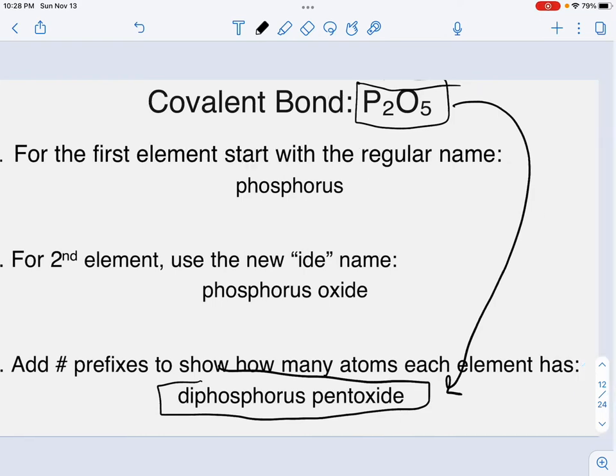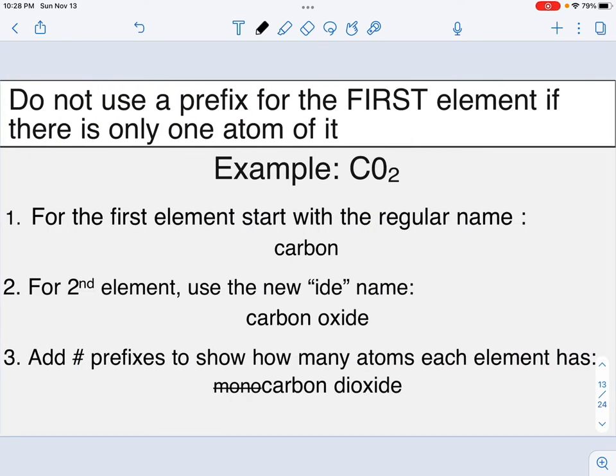Well, let's look at another example. First, there's an exception that I want to talk about. Do not use a prefix for the first element if there is only one atom of it. For example, let's look at carbon dioxide. Or actually, CO2, and I shouldn't have given it away. See, I've been doing chemistry for so long, I'm just naming it when I shouldn't. So let's look at CO2, okay? This is the molecular formula.